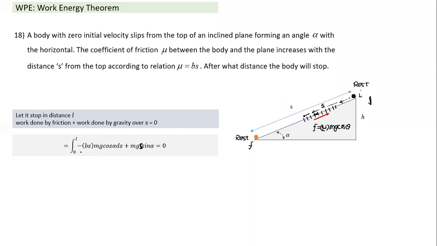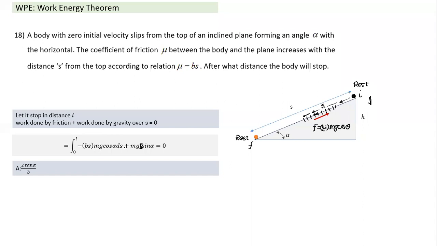We add it up from 0 to L. This becomes the work done by the friction force between the initial point and the final point, if L is the stopping distance. So if we calculate the work done, it's very easy to arrive at this value.